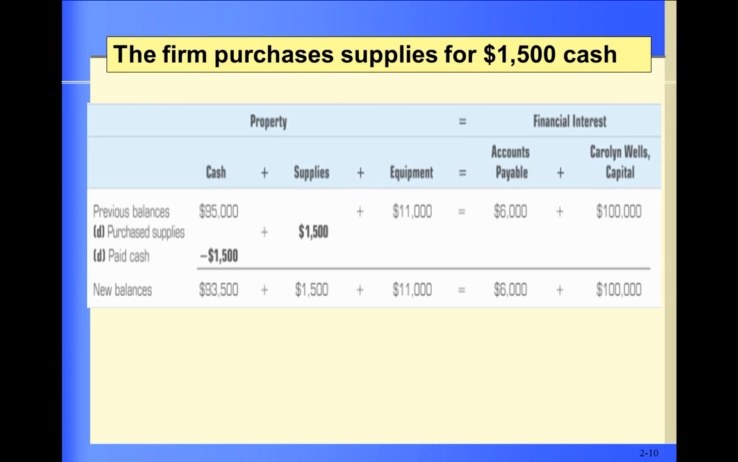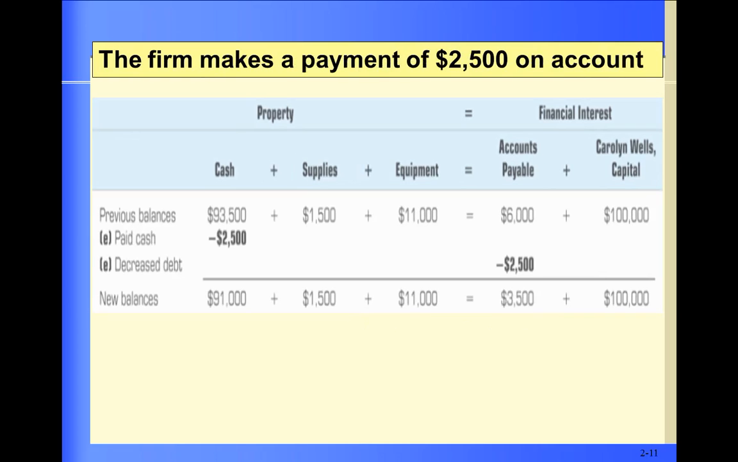Next, the firm is going to purchase supplies, and they're going to use $1,500 worth of cash to do this. So, again, we're exchanging one type of asset for another. We're decreasing the balance of cash, and we're increasing the balance of our supplies. No change in the equation balance since both transactions involved accounts on the left side of the equation.